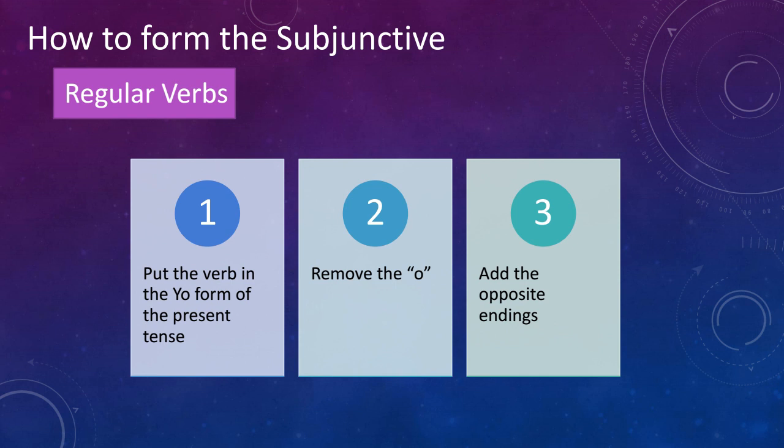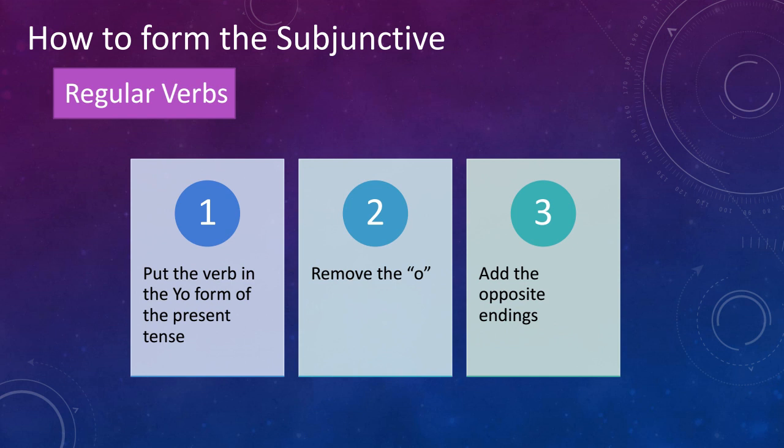So if you've got a regular verb and you want to change it into the subjunctive tense, you're just going to do 3 steps. These 3 steps are the same steps that we used when we wanted to create usted and ustedes commands. So first step, put the verb in the yo form of the present tense. Let me pause here and remind you that some verbs are irregular in the yo form of the present tense, like go verbs, for example. So make sure that you're careful when you go to the yo form of the present tense that you get the correct conjugation to start with.